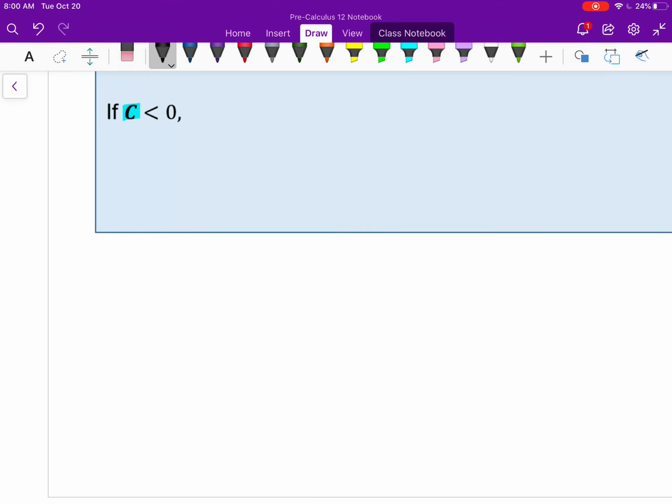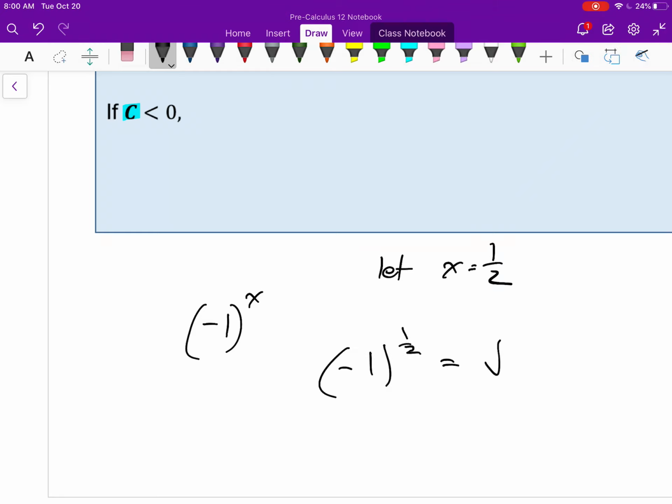Let's go back with -1 to the power of x. Let's say x is, I don't know, a half. Okay, so -1 to the power of a half is the same as the square root of -1, which is an imaginary number. It's not even a real number. And so when x is a half, we can't graph that.